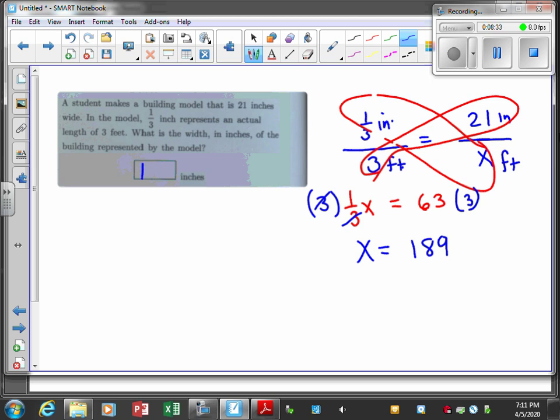We'll put it up here. 189. So on all proportions, the most important thing is consistency. If you do inch over feet, then your relationship must always be set up inch over feet. Plug in the known and let x be the unknown, and then you cross multiply and solve on proportions.